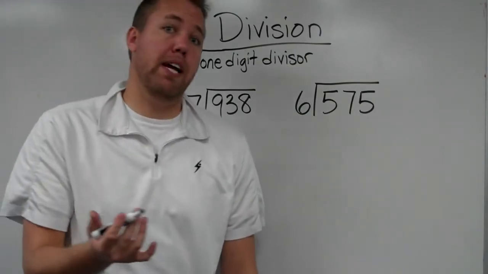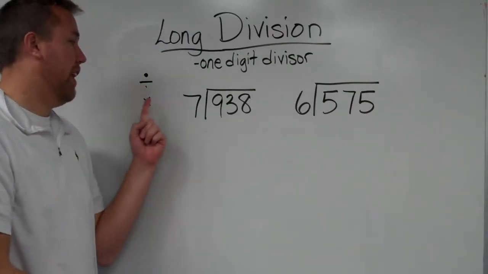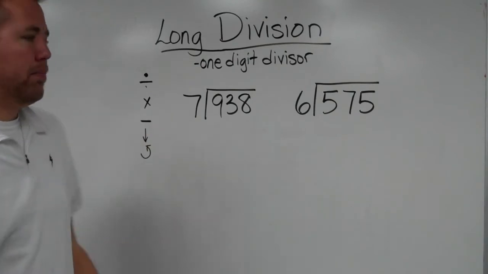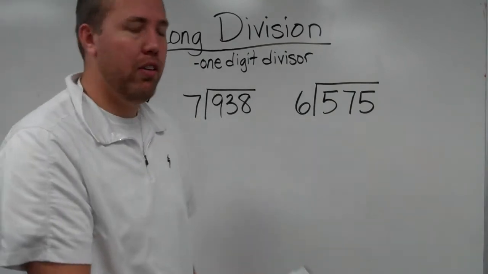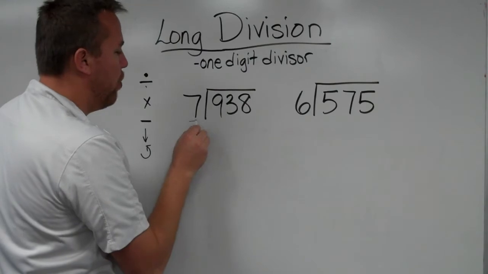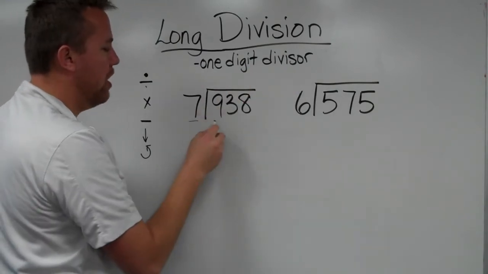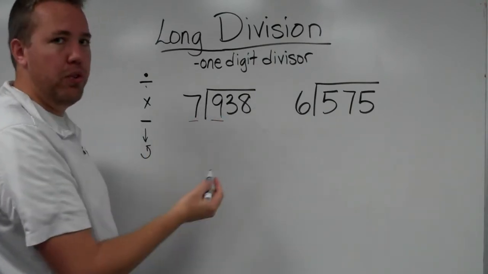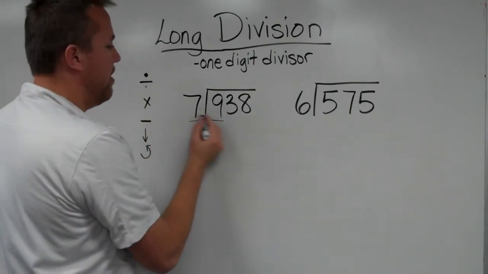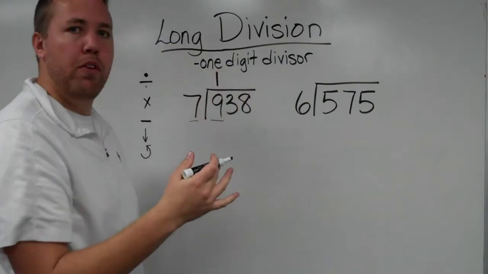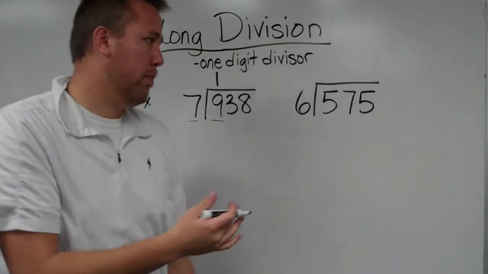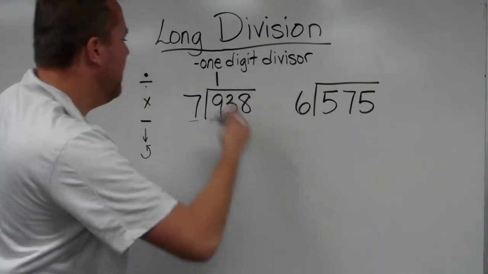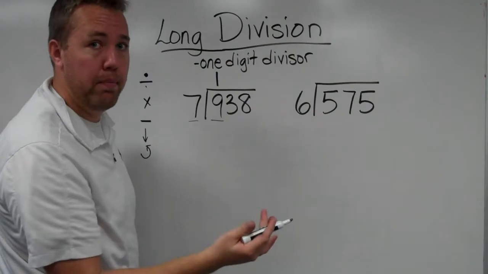I like to think of a family. First, Daddy divides. Then, Mommy multiplies. Sister subtracts. Brother brings down, and Rufus, the dog, repeats. So as we do this, these are one digit divisors, and so we start going into just one digit. How many times does 7 divide into 9? Okay, Daddy divides 7 into 9 one time. We aren't looking for an exact number, but it can't go in 2 times because 7 times 2 is 14. Too much. So 7 goes into 9 one whole time.